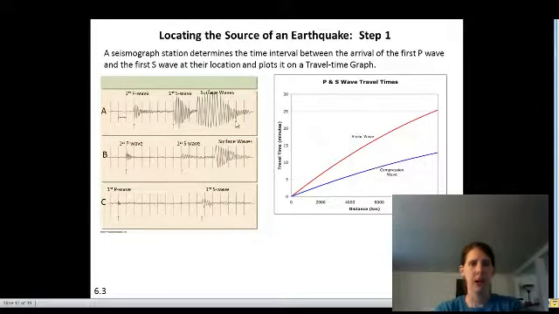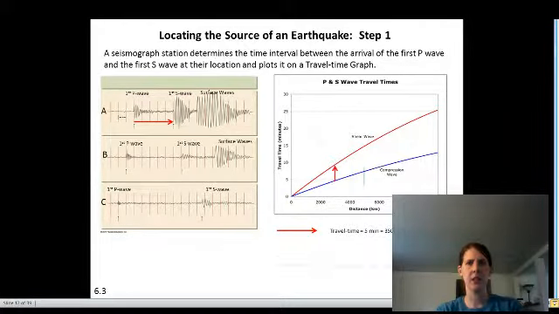So we have our three graphs. We have our first P wave shows up, and our first S wave shows up. So on A, we have 1, 2, 3, 4, 5 minutes. B, we have 1, 2, 3, 4, 5, 6, 7 minutes. And then C, we have 1, 2, 3, 4, 5, 6, 7, 8, 9, 10, almost 11 minutes. Okay, so this shows you the three different travel times.